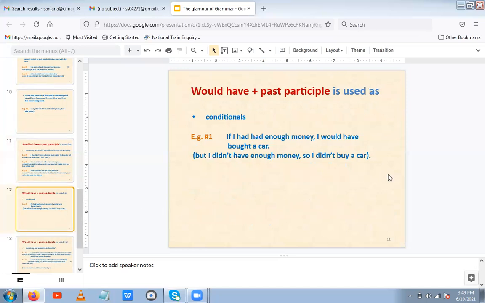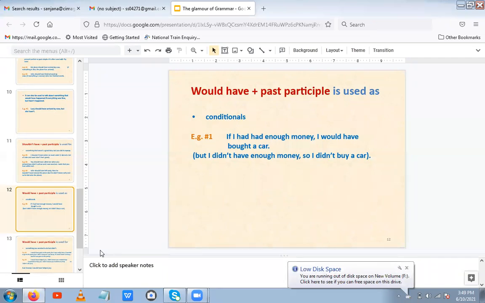And would have, we just did just now. Past participle for conditional sentence. If I had enough money, I would have bought a car. It does mean that I didn't have enough money, so I didn't buy the car. Conditional sentence. अगर ऐसा होता, अगर पैसे होते तो I would have bought the car.